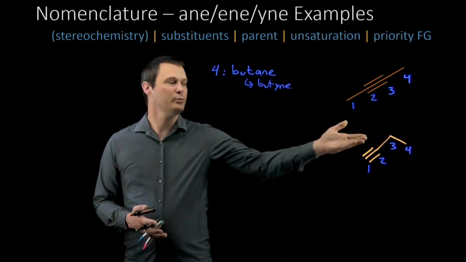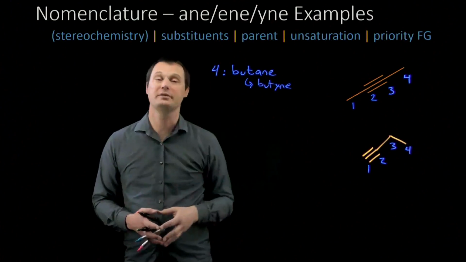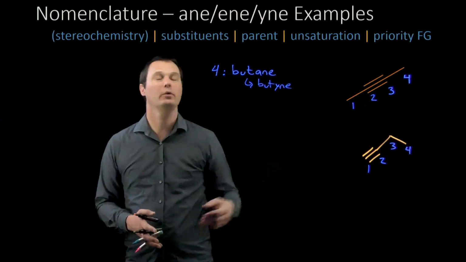Like before, if we tried to put the triple bond between 3 and 4, that would just be the pancake flip of the same molecule. That would not be a unique molecule, so this is the only other version of butyne.